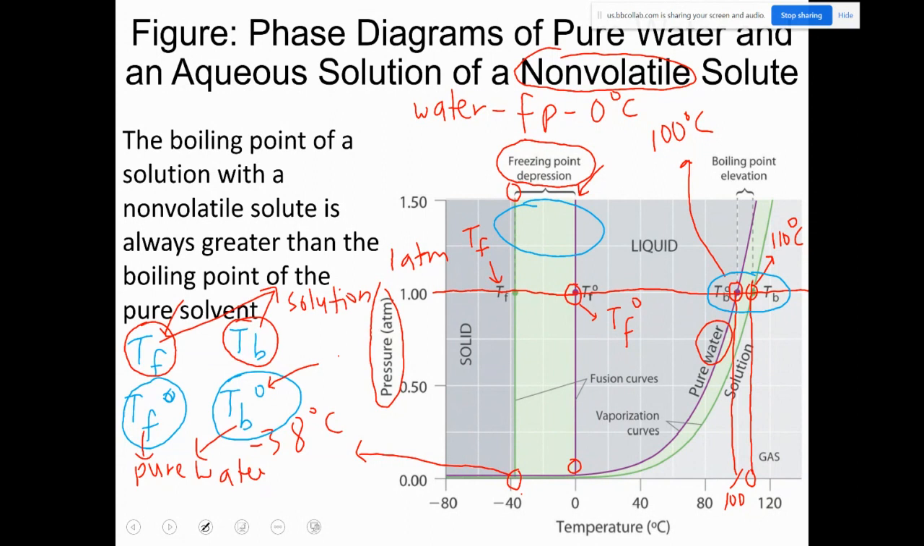All right, so a couple of things to keep in mind. The boiling point of a solution which has a non-volatile solute, and whenever they say non-volatile solute, they're talking about salts or, let's say, sugars, is always greater than the boiling point of pure water, which is what you saw here. Whereas the freezing point of a solution, TF, is always less than the freezing point of pure water.